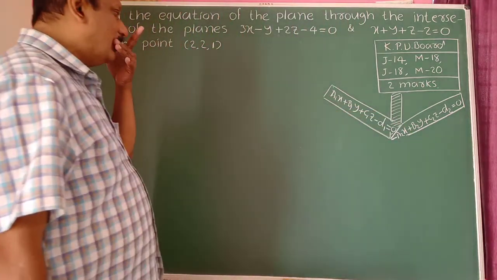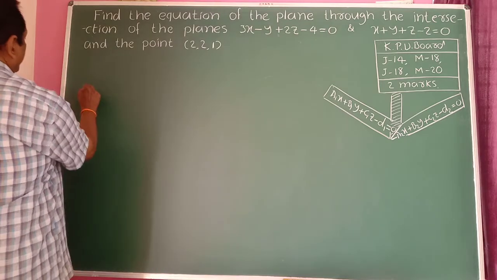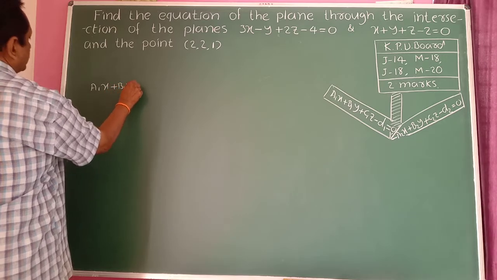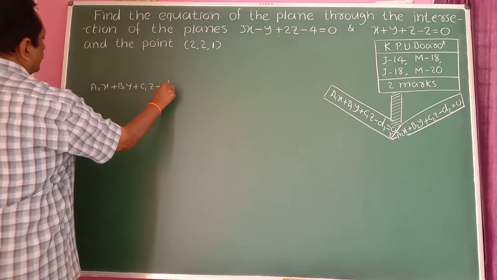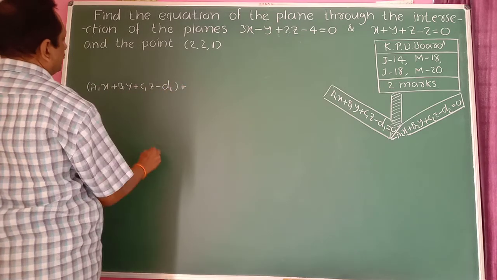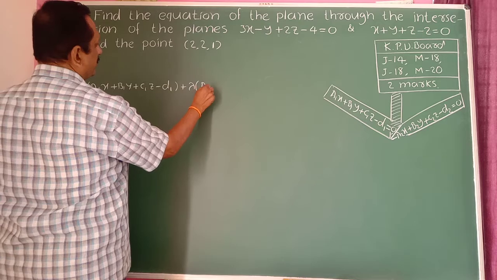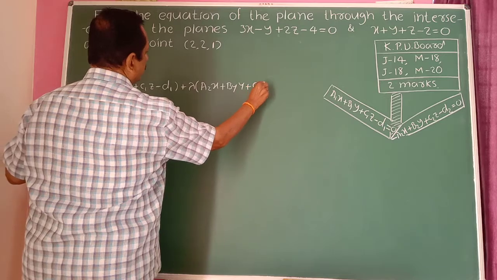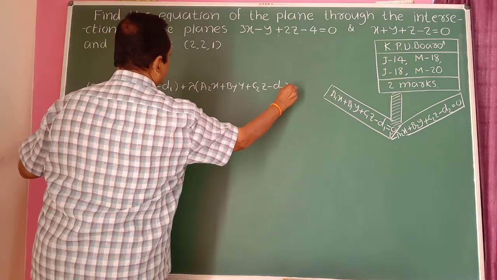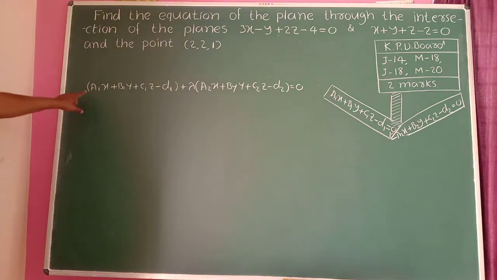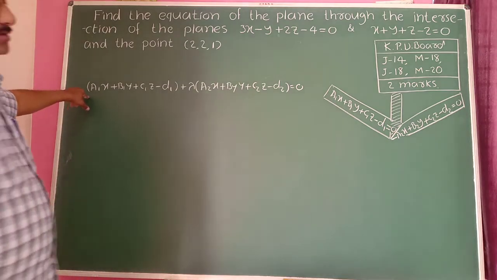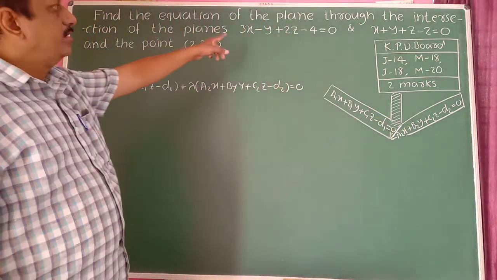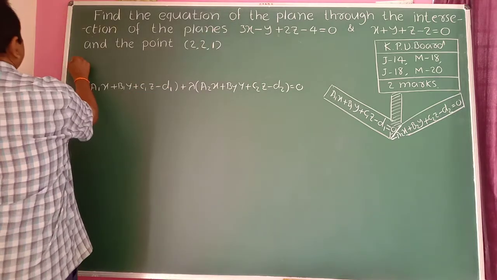In that case the equation of the plane is of the form a1x plus b1y plus c1z minus d1 plus lambda into bracket a2x plus b2y plus c2z minus d2 is equal to 0. So this is a plane here, passing through the line of intersection of the two given planes. Okay, they are already given two equations here. Take here the solution.